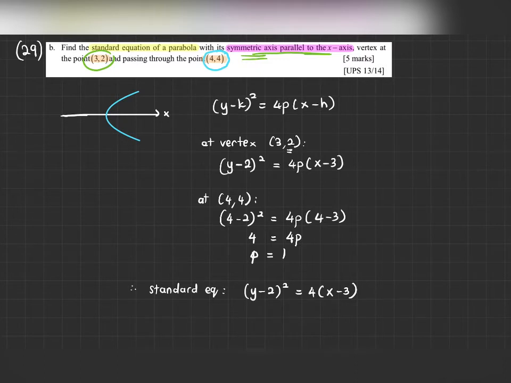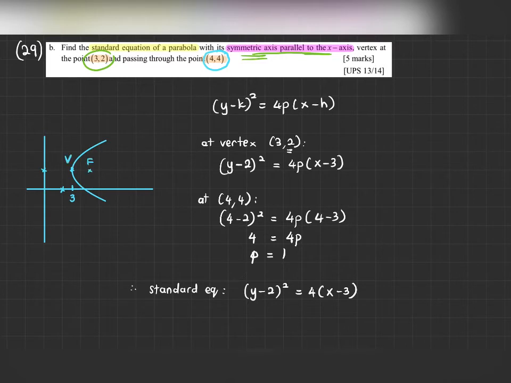So kita dah tahu dia open to the right. And then kalau open to the right like this shape, maksudnya kita punya focus will lies inside and directrix will lies outside. Okay, so our vertex tadi dia cakap dekat 3, 2. So let's say kita lukis dia properly lah. Okay, so let's say this is 2, this is 3. So sini 3, 2 kat sini. Okay, so this is our vertex 3, 2. So dia buka macam ni.